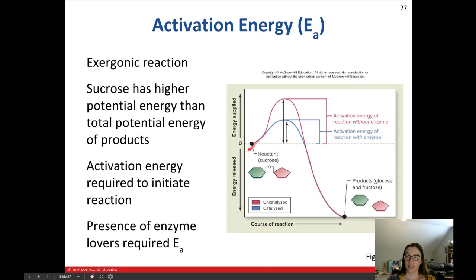But what the enzyme does is it's going to bind to sucrose here and kind of give it a hug, and it's going to change the shape of this area, making it so that it takes less energy to break those bonds. And so it decreases the activation energy. By decreasing the activation energy, this can happen faster.